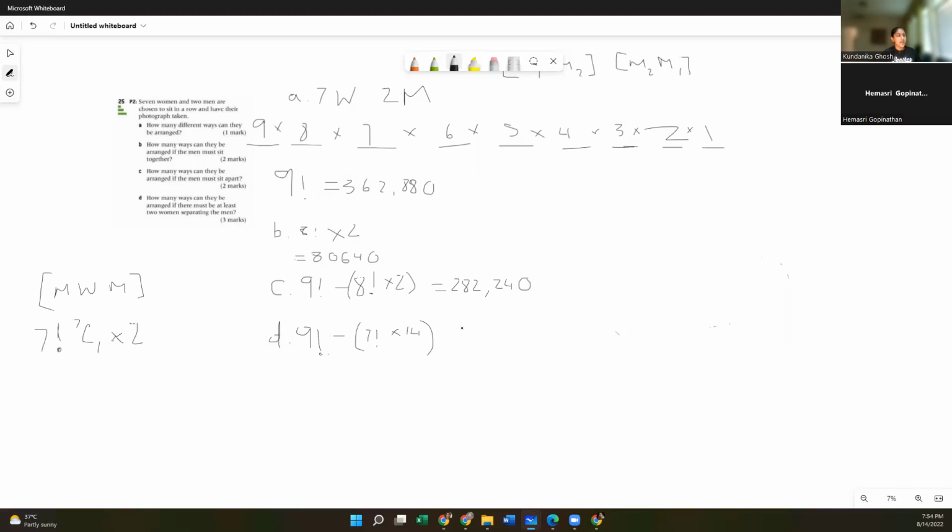Okay. And then we also want to subtract the total number of ways that they can be arranged if the men have to sit together, because there has to be at least 2 women separating them, right? So we got that answer in part B. So I'm just going to write minus 8 factorial times 2. And then if you just plug that into a calculator, you should end up getting 211,680.